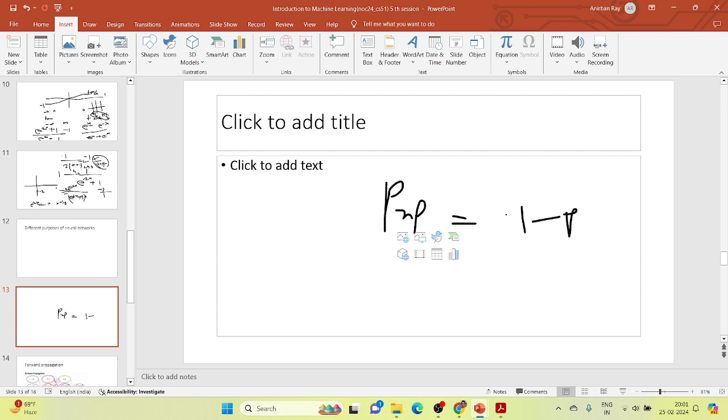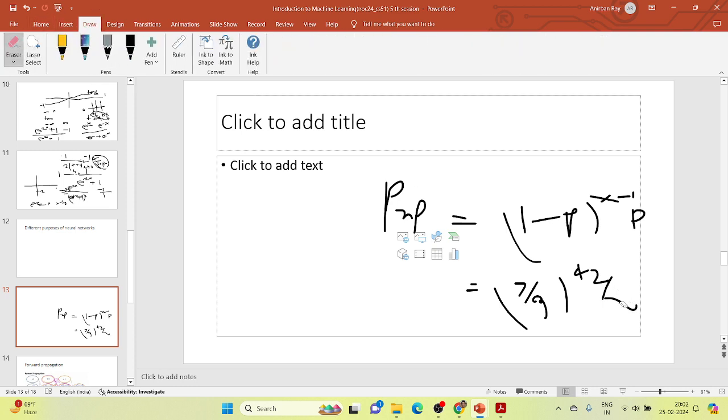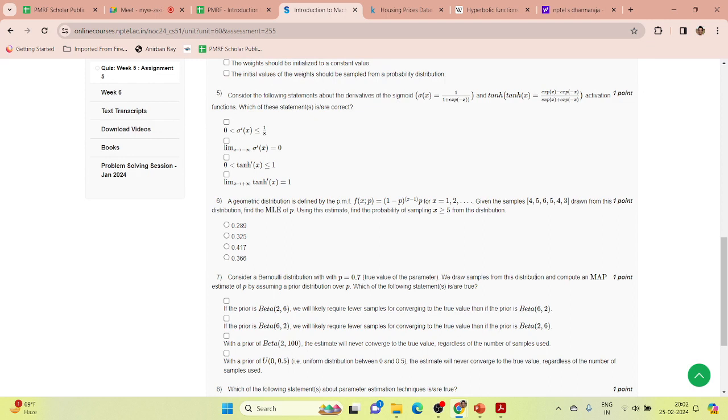1 minus p to the power x minus 1, times p. As we put the value of 2 by 9, what we'll get here is 7 by 9 to the power 4 for x equal to 5, multiplied by 2 by 9. This is the probability. Similarly, for x equals 6, we can calculate and add these two together to get the answer. Nothing extraordinary. For x greater than or equal to 5, x can be 5 or 6, so in the case of or, you add the two numbers.